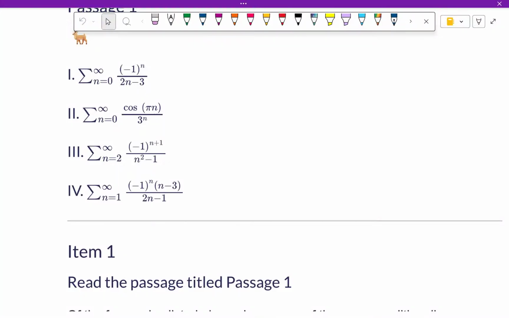We said, when you have the cosine of pi n, that's another way to write negative 1 to the n over 3 to the n. So they all have that alternating piece. That doesn't mean we're necessarily going to use the alternating series test on everything. We could, but it doesn't mean we're going to.